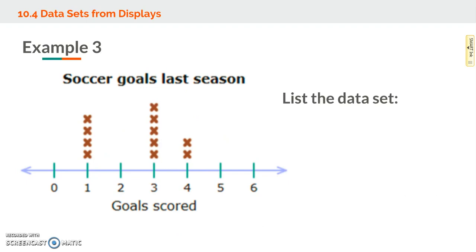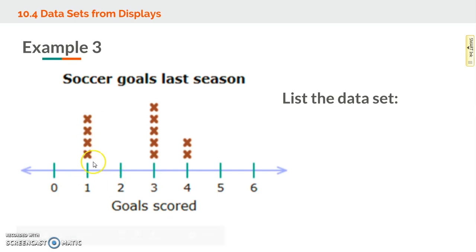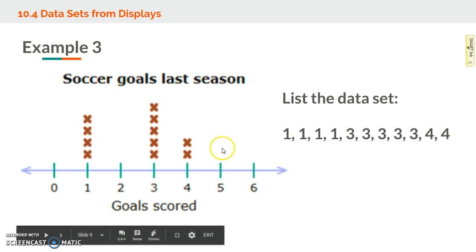Alright, take a look at this kind of graph here. So soccer goals last season, this was how many goals were scored. And you notice that there is an X placed above however many times it has occurred, right? So when we go to list the data set, we can start from left to right, and it will be in order already. And however many X's are above that number, that's how many numbers are in that data set.